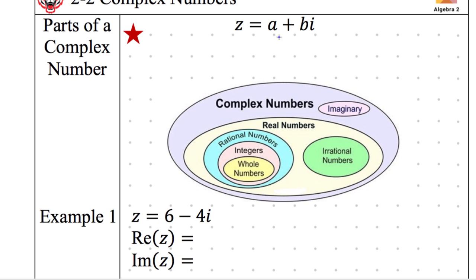So this is the general form of a complex number. You have this part right here, and we're labeling this in our notes. This is the real part. This part is the imaginary part.